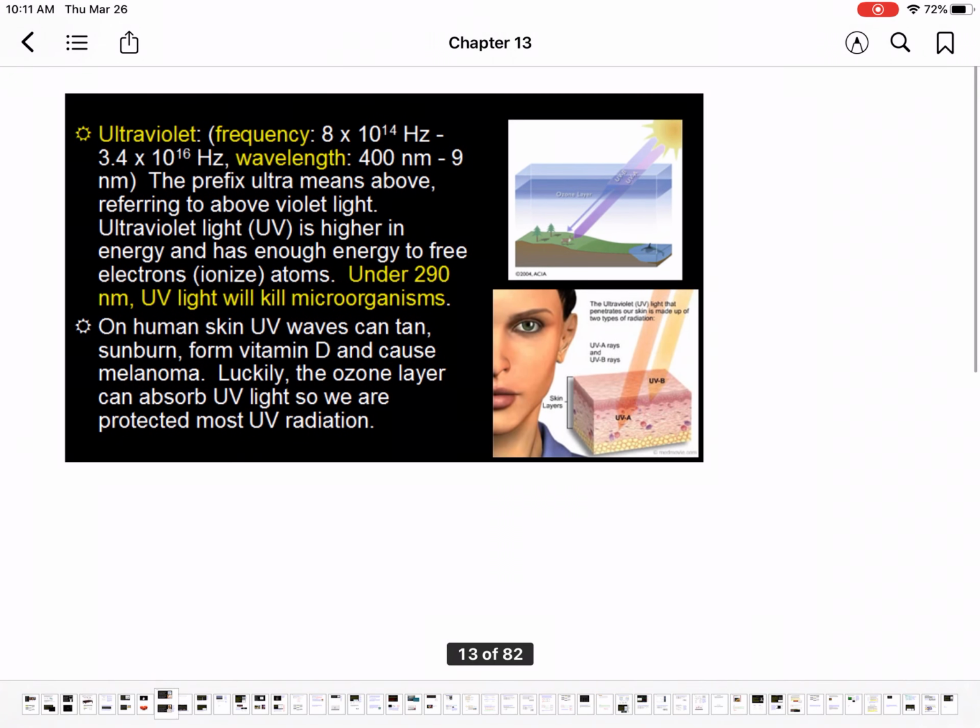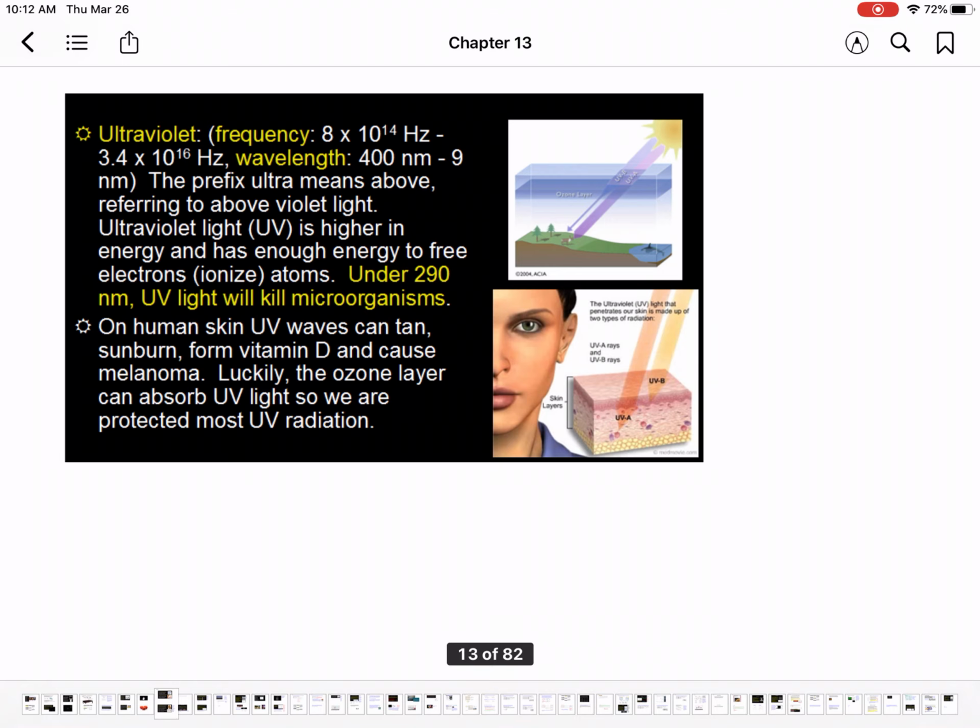So then we get to ultraviolet. Okay, ultraviolet is 400 nanometers to 9 nanometers. The prefix ultra means above, so it's above violet light, right? Makes sense. Okay, ultraviolet light can kill microorganisms. It can cause you to tan or sunburn. It can form vitamin D, cause melanoma. It can do a lot of stuff.